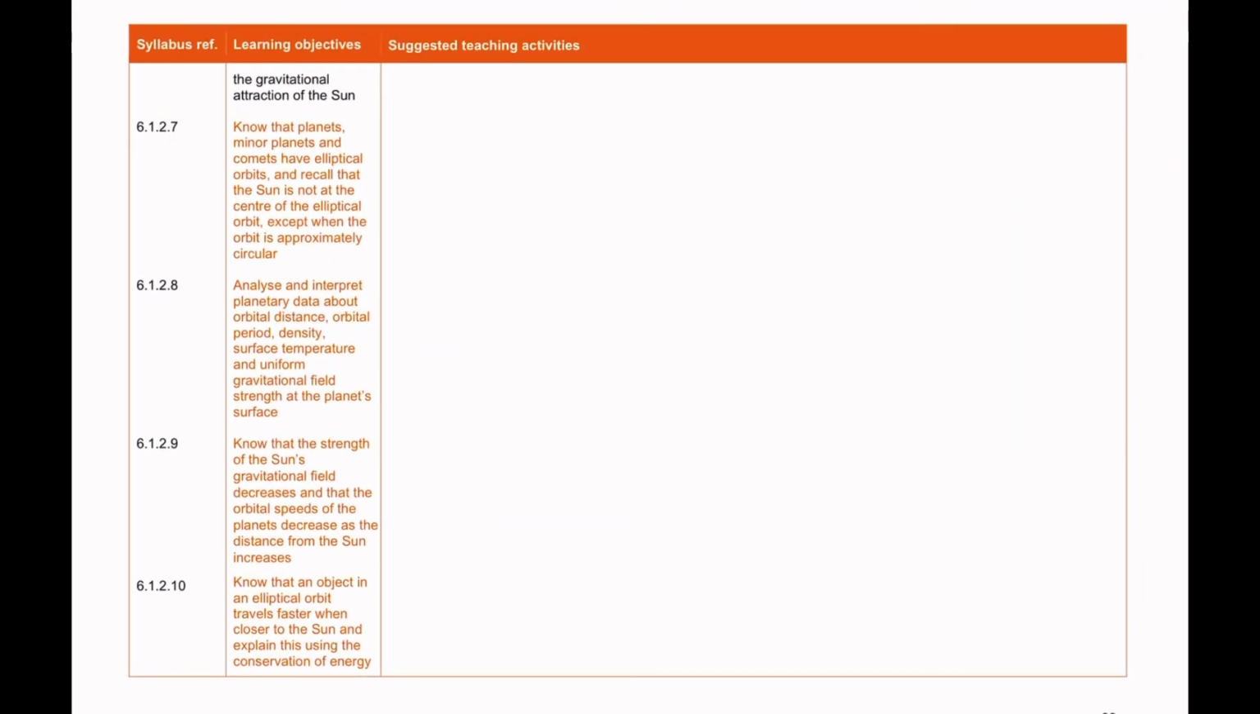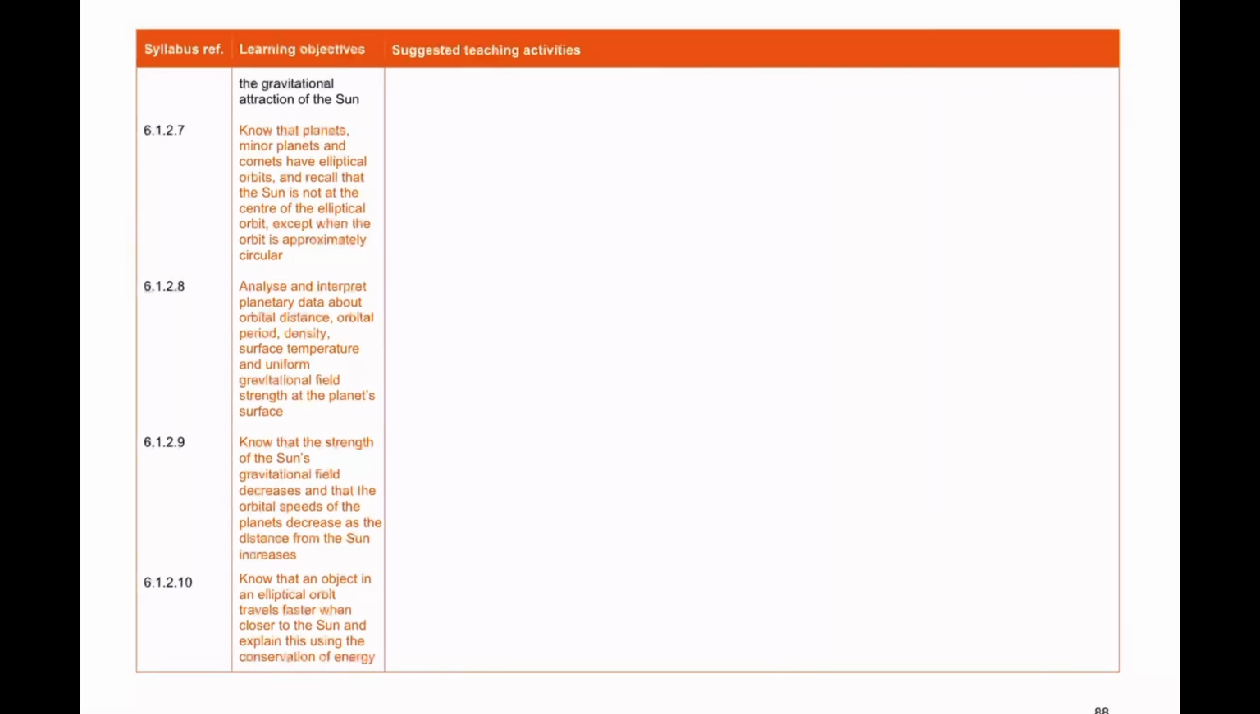Note that planets, minor planets, and comets have elliptical orbits, and recall that the Sun is not the center of the elliptical orbit, except where the orbit is approximately circular. Analyze and interpret planetary data about orbital distance, orbital period, density, surface temperature, and uniform gravitational field strength at the planet's surface. Note that the strength of the Sun's gravitational field decreases, and that the orbital speeds of the planets decrease as the distance from the Sun increases.